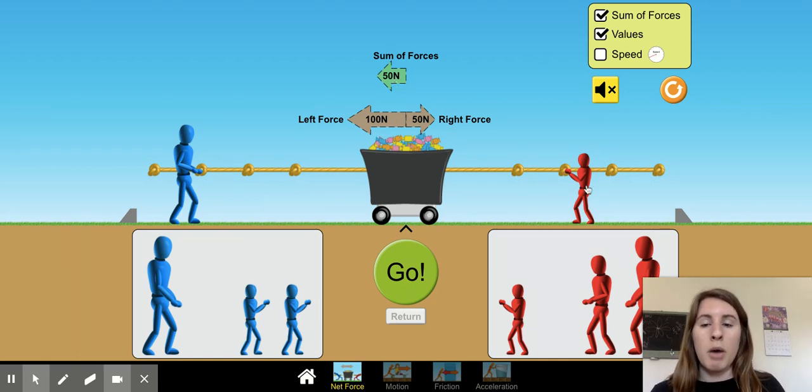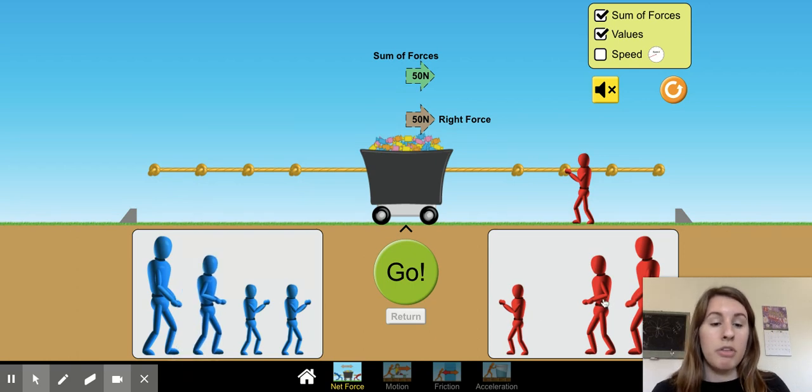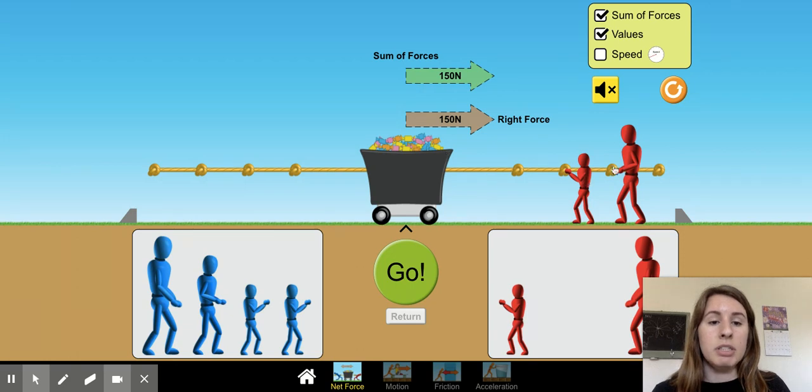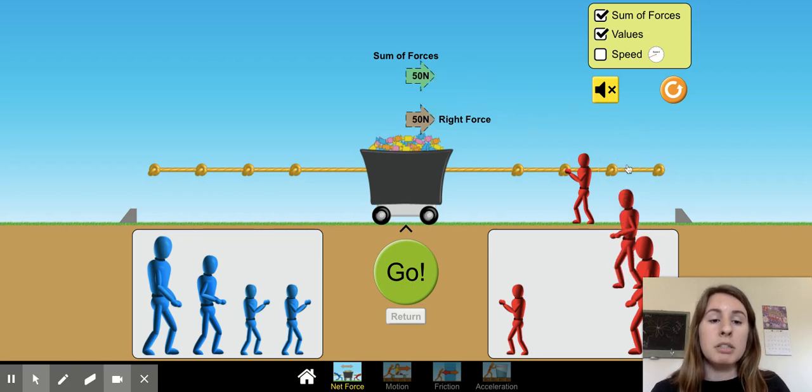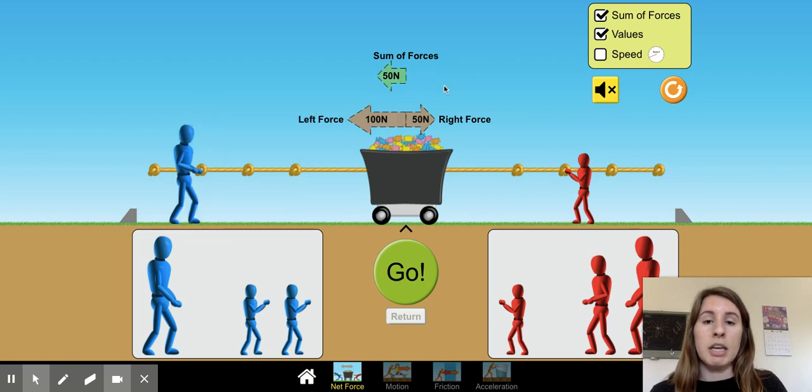Now, what would happen if I have the forces in the same direction? I would have 50 newtons plus 100 to make a net force of 150 newtons. So if the forces are going in the same direction, then you add those two forces together. If they're going in opposite directions, you subtract those forces to find, again, the net force.